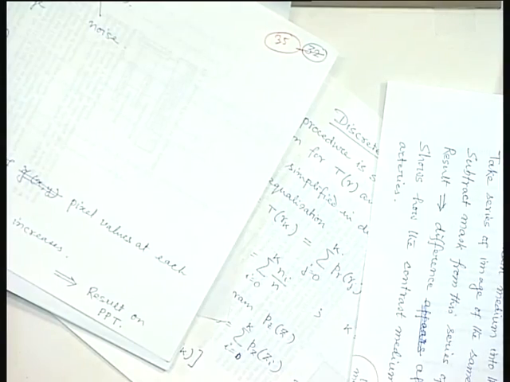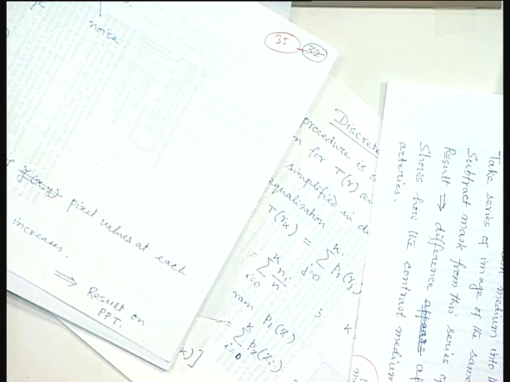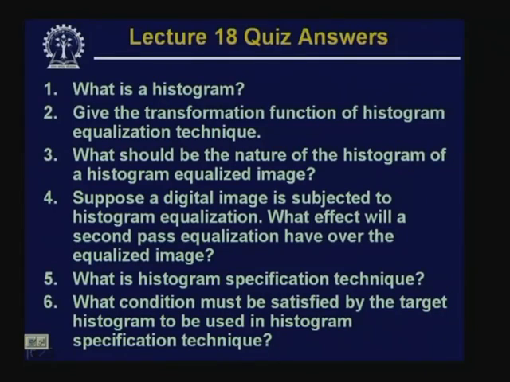So, with this we come to an end to our discussion on point processing techniques for image enhancement operations. Now, let us discuss the questions that we placed in the last class. The first one is, what is an image histogram? You find that a few of the questions are very obvious, so we are not going to discuss them.